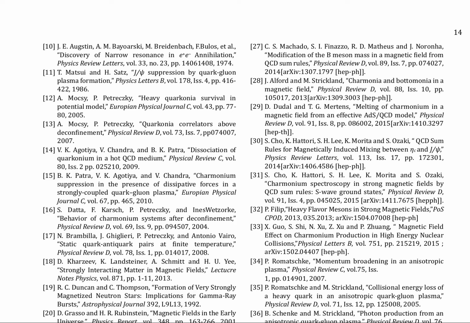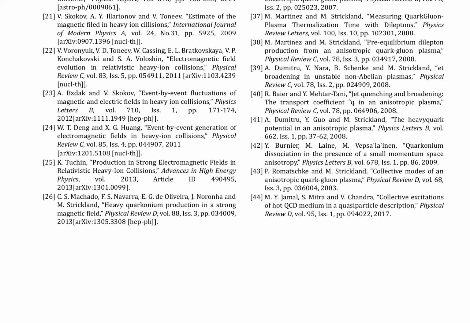The presence of magnetic fields in heavy ion collisions has been addressed by several authors. For instance, Voronyuk et al. estimated the magnetic field strength in such collisions, while Dumitru et al. examined the heavy quark potential in an anisotropic plasma. Moreover, Bernier et al. analyzed quarkonium dissociation in the presence of a small momentum space anisotropy.